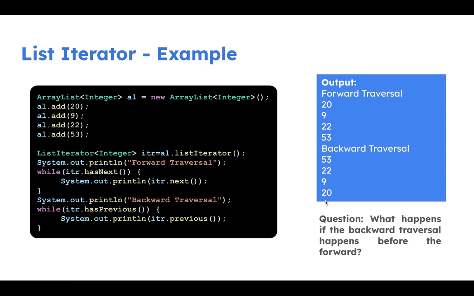There is a question for you. You can try it out on your own. What happens if we start traversing backward without traversing in the forward direction? What do you think should happen?